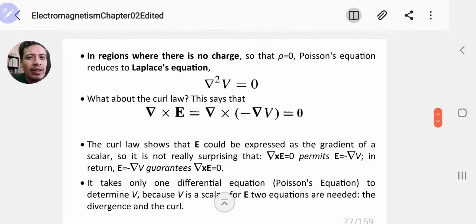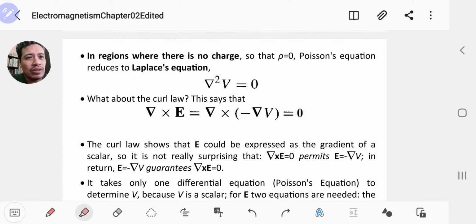When you are in a region where charges are not present, the charge distribution would be zero anywhere, so Poisson's equation reduces to Laplace's equation, and that Laplace's equation would just be this one here. And of course, as I talked about a while ago, the curl of a gradient is always zero.